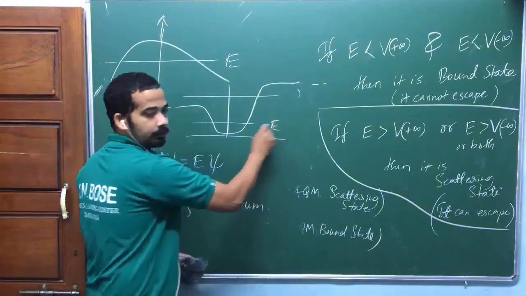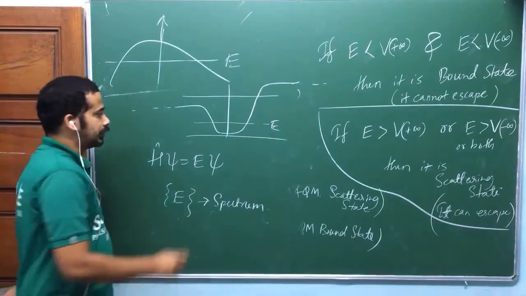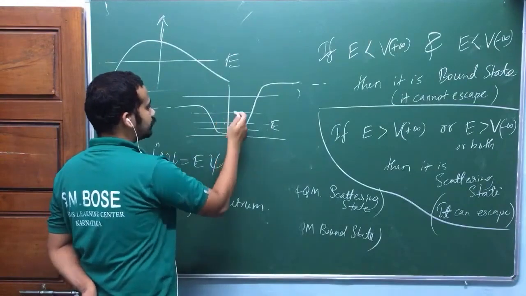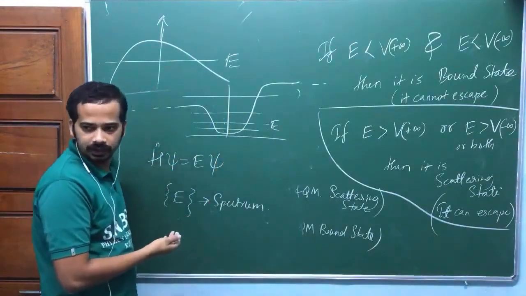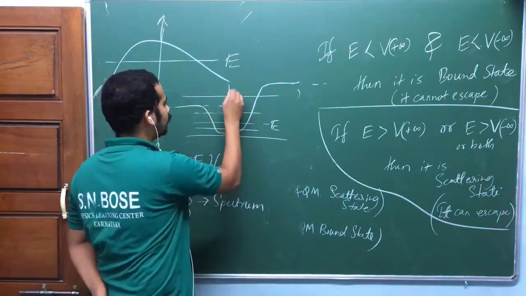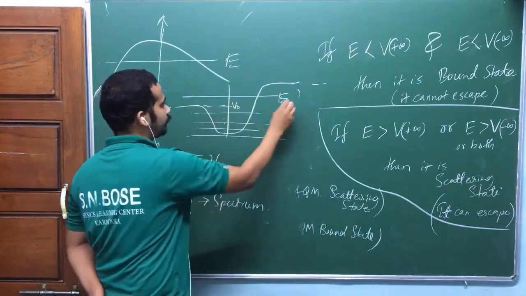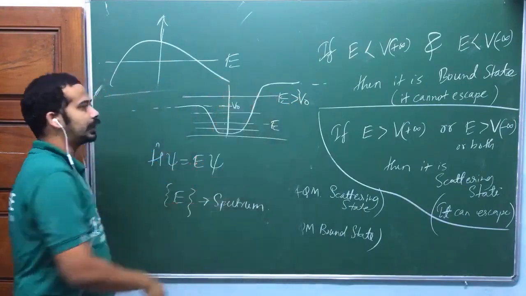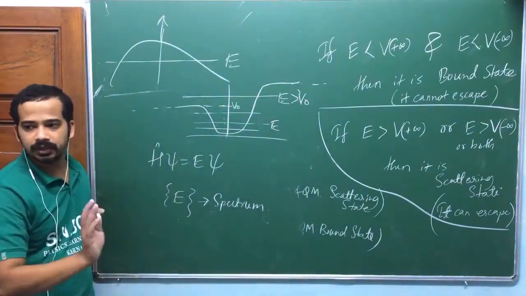Okay, observe the difference. Now what I am saying is, if energy is like this, it will allow discrete spectrum, bound states which have discrete eigenvalues. If energy is greater than this value, what will happen? Let me call this one V0. If energy is greater than V0, then what will happen? It will be a scattering state. It will have continuous spectrum. That means continuous eigenvalues.